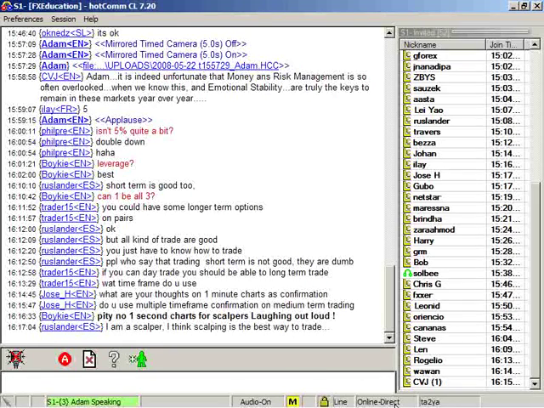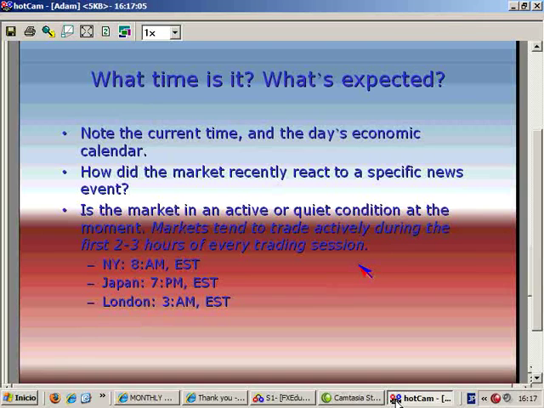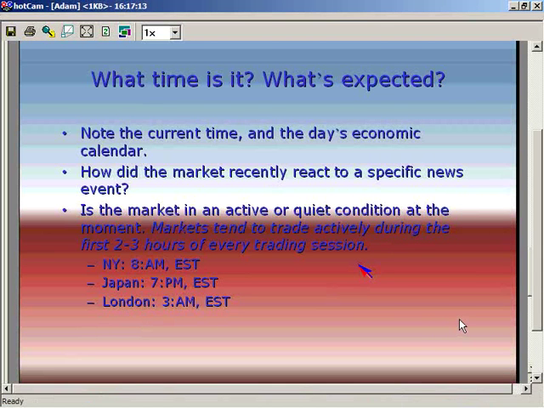10:15 a.m. Eastern. The market tends to make higher highs and lower lows. Don't use a buy low, sell high approach at 8:35 in the morning. These, by the way, are when economic numbers are usually released.